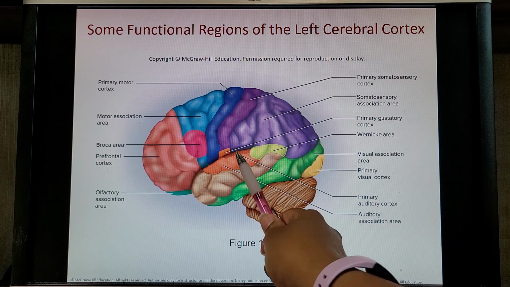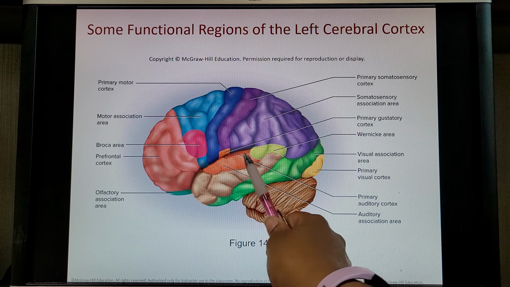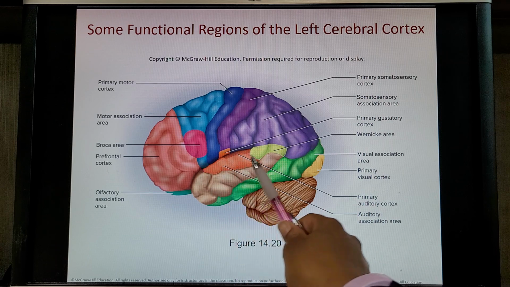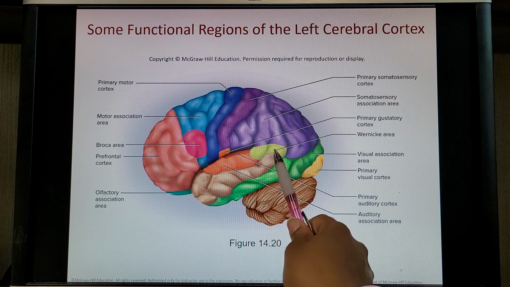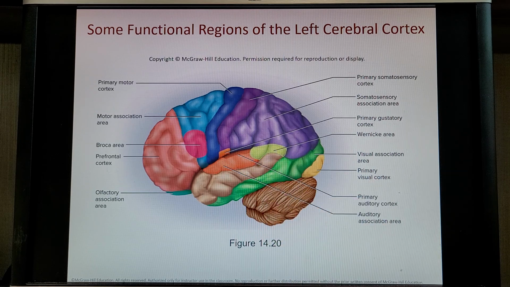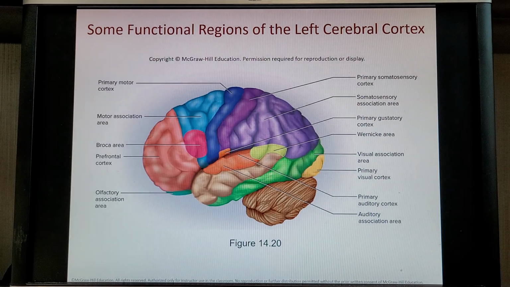Primary auditory, this kind of darker orange, you can't really see it that well, but the association area for it is this lighter orange, and specifically this yellow-lime green portion, which is called Wernicke's area. Wernicke's area is our language association cortex, so we're making sense of what words we're hearing. So that's what's working now.